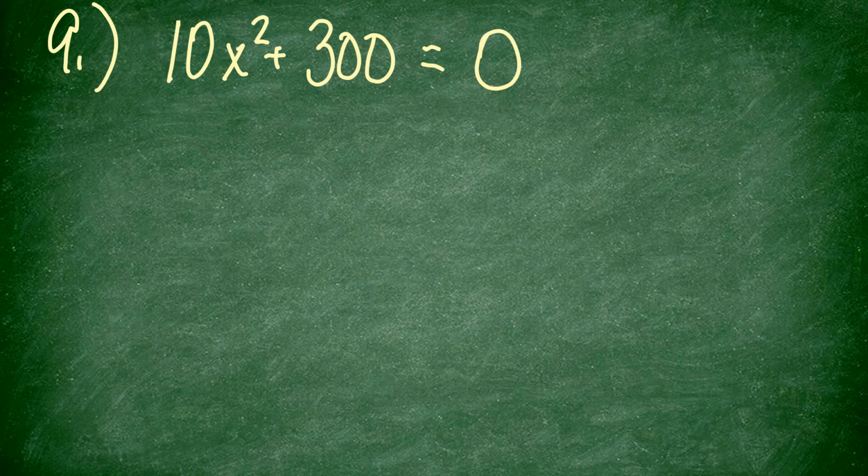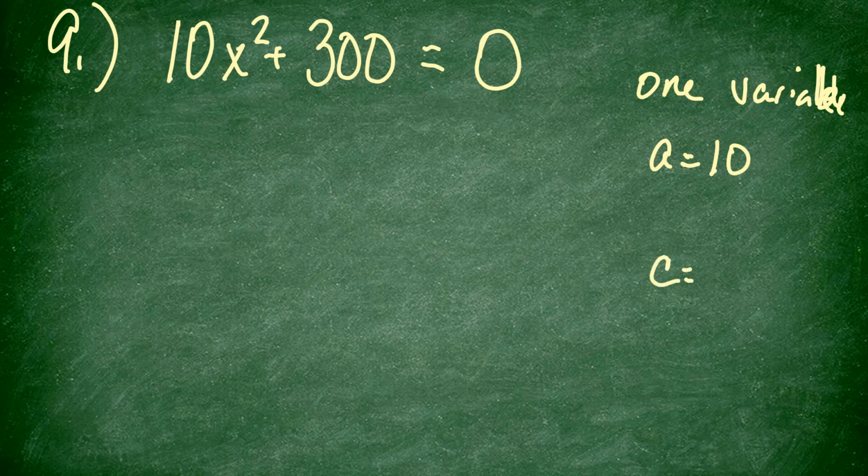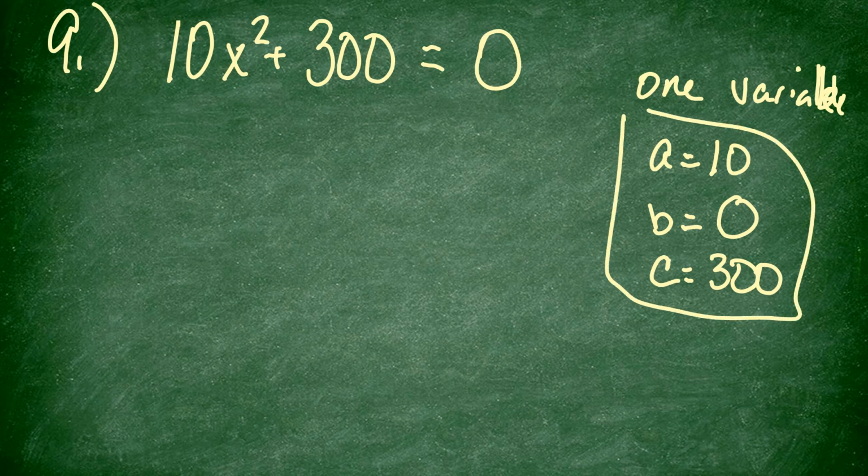Alright, number 9. Number 9 only has one variable. It only has x squared. So I'm going to use PEMDAS backwards. But if you wanted to use the quadratic formula, you could say a is equal to 10. And it's really easy to find c, because remember, c is always a constant. But b, you don't see. b is 0. So if you're going to use the quadratic formula, that's what you need right there.